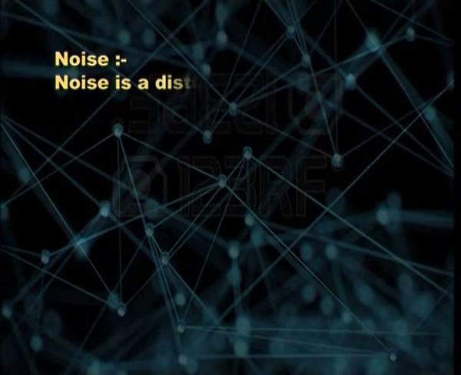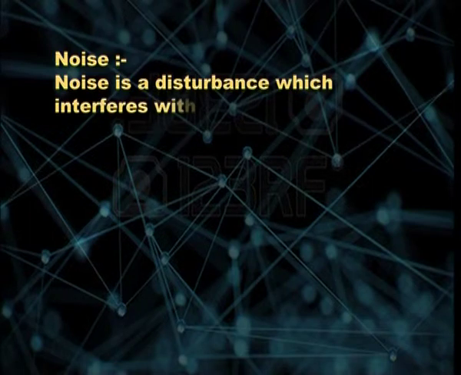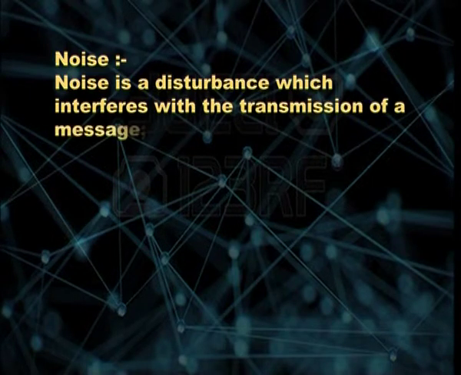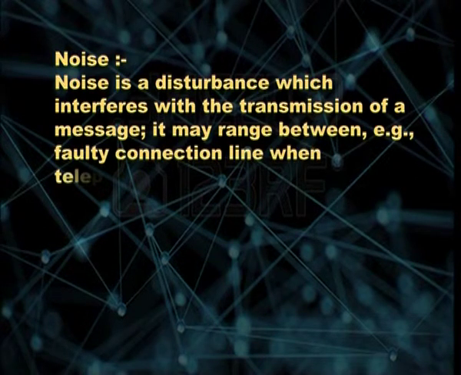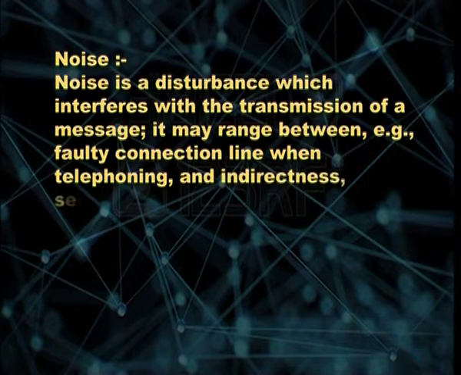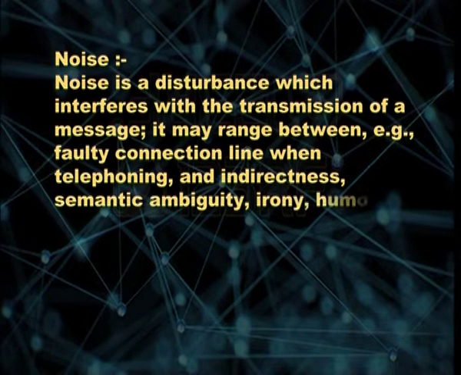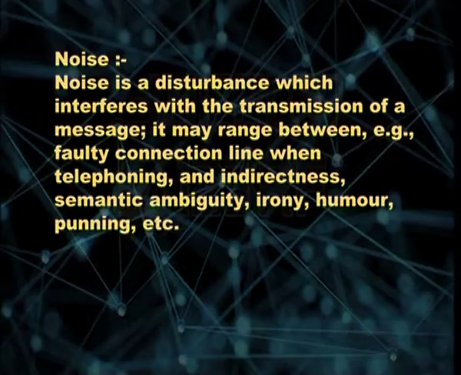Noise is a disturbance which interferes with the transmission of a message. It may range between, for example, faulty connection line when telephoning and indirectness, semantic ambiguity, irony, humor, punning, etc. Feedback is a reaction or response that a sender obtains from a receiver. It provides information about success or failure of communication and accordingly enables the sender to monitor and or alter his or her production.